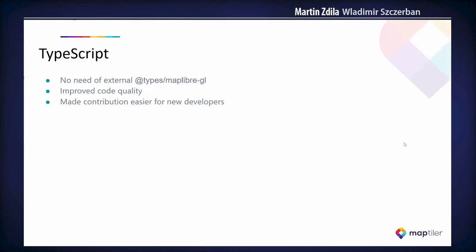Now I'll talk about rewriting the library to TypeScript. So now there is no need to use the external npm library types slash MapLibre GL, and you will also always have all the types in sync with the library if they release a new version. And it has all the benefits of auto-completion and type checking of your code. It also improved the code quality. Thanks to TypeScript, they found some bugs and fixed them. And it also makes contribution easier for new developers because of this typing.